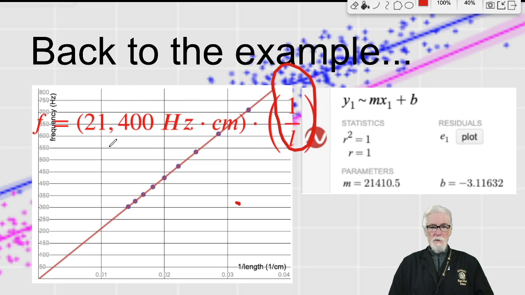So this is the cleaned up version. 1 over centimeters is the same as centimeters, so the unit simplifies to hertz times centimeters. So again, you take 1 over the length, multiply by that constant, and that predicts the frequency. So now we have a working model for this relationship.